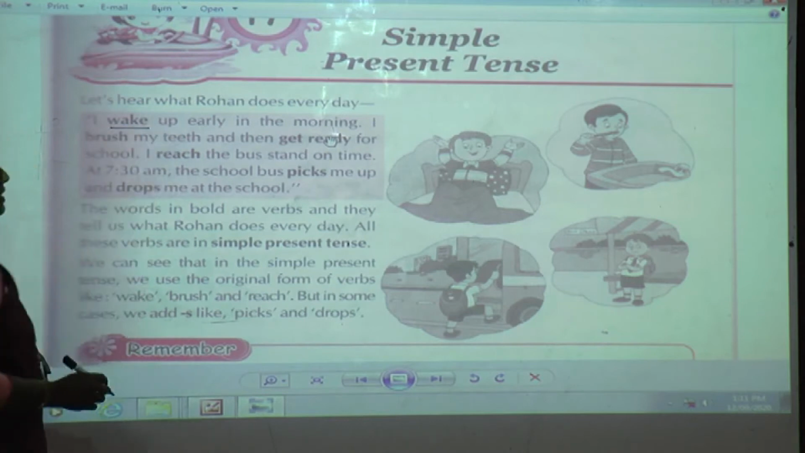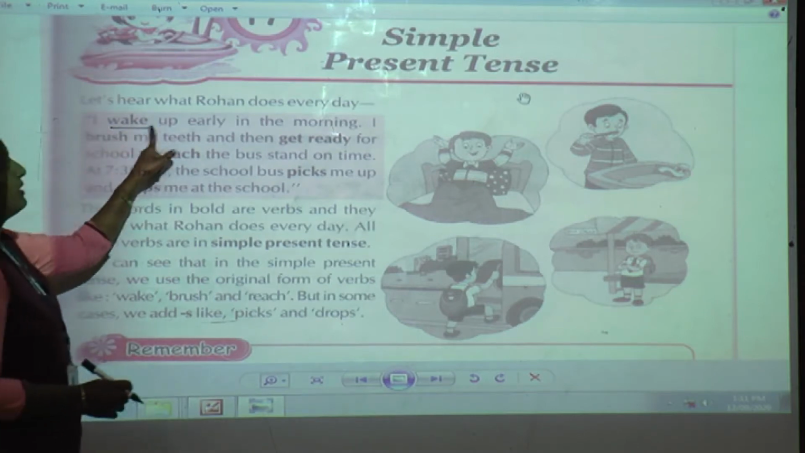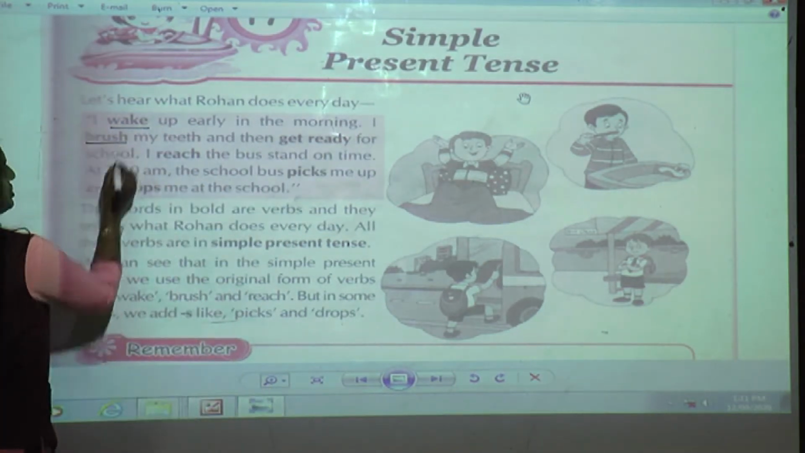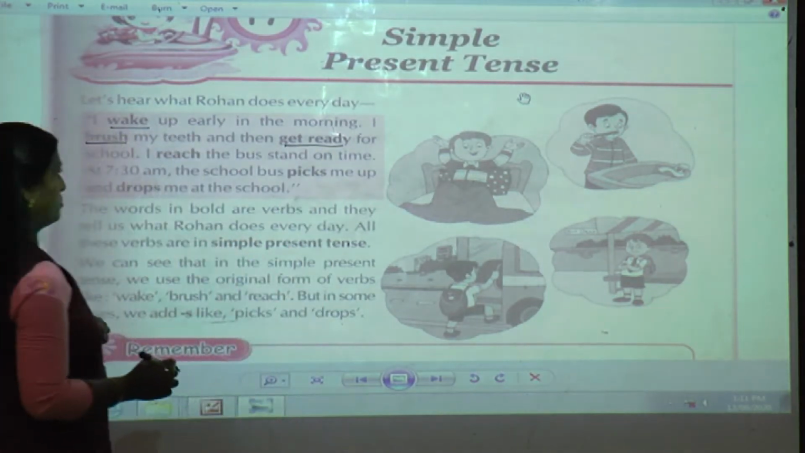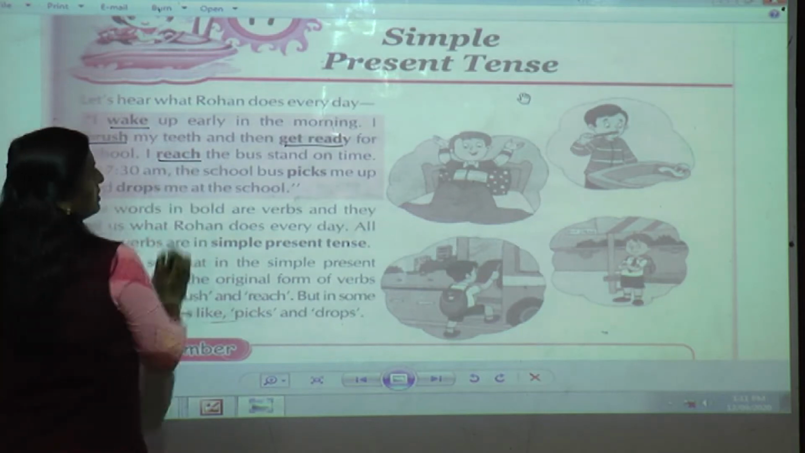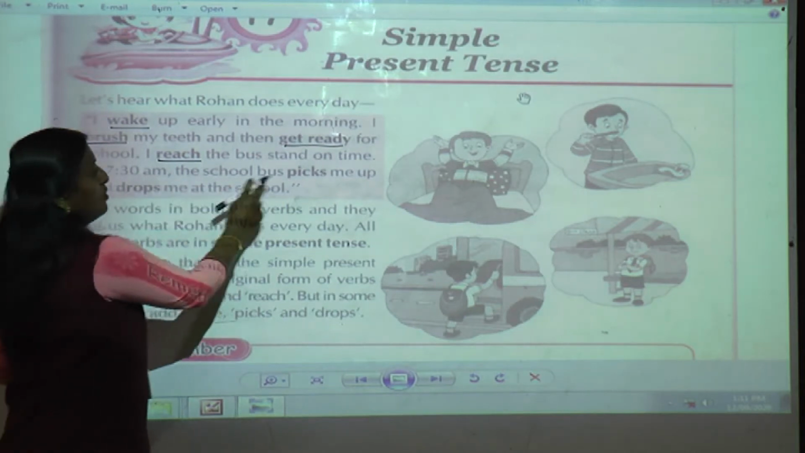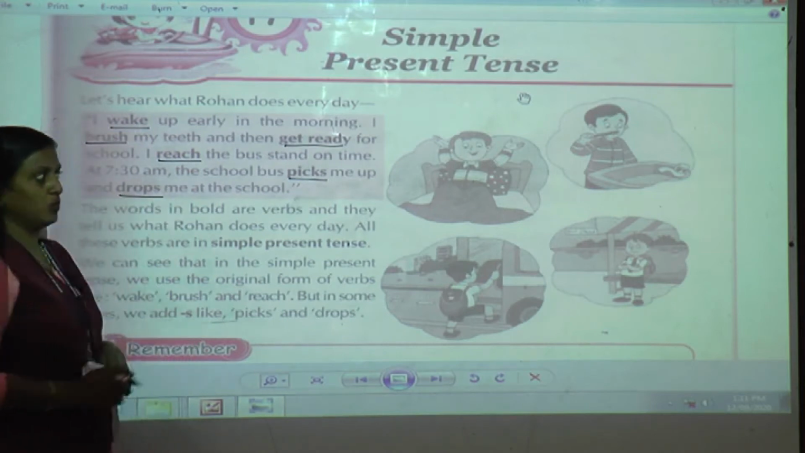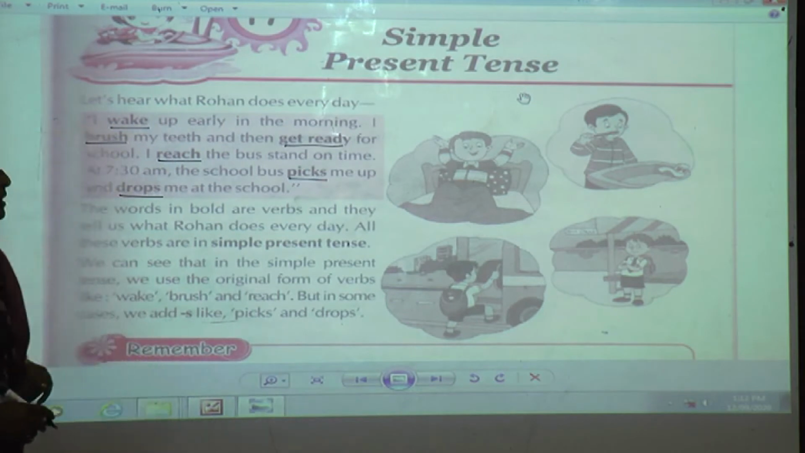I wake up early in the morning. Now who is telling this, students? Yes, it is all about Rohan. I wake up early in the morning. I brush my teeth and then get ready for school. I reach the bus stand on time. At 7:30 a.m. the school bus picks me up and drops me at the school. This paragraph tells all about Rohan, means what Rohan is doing every day.